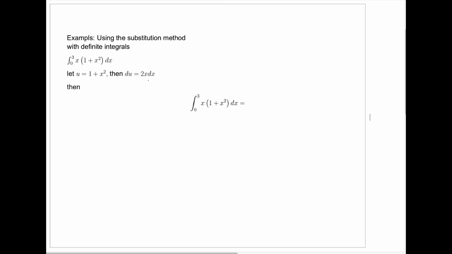In this tutorial, we're going to talk about how to use the substitution method for definite integrals. I know this is something that still confuses a lot of students, and I want everybody to be comfortable doing this for the rest of the quarter.